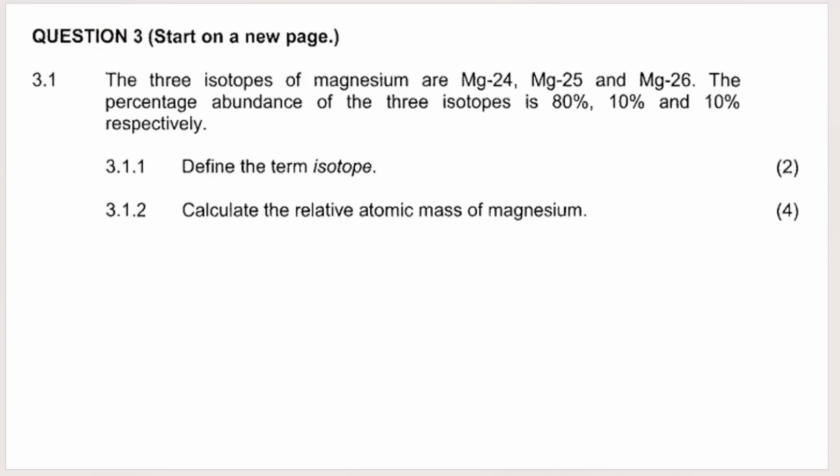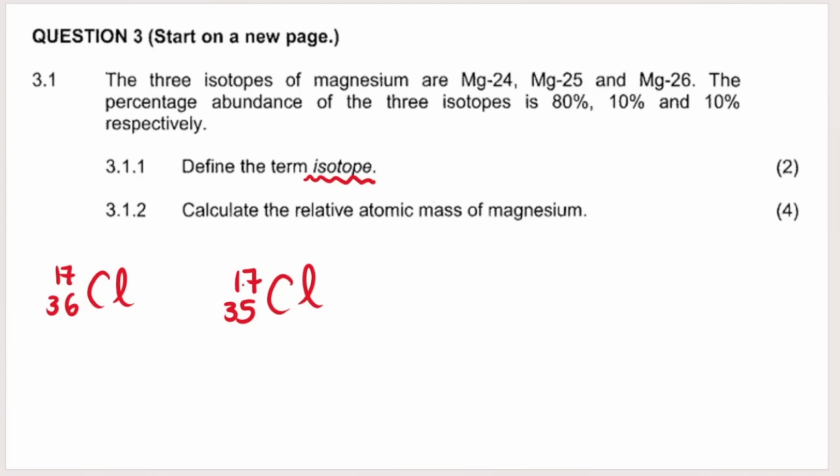Question 3 has to do with isotopes. Now you need to know that isotopes are different atoms of the same element that have the same atomic number but a different mass number, or a different atomic mass number, and that's because their number of neutrons differ. So for example, let's pretend that chlorine has 2 isotopes over here. We can see that their atomic numbers here are the same.